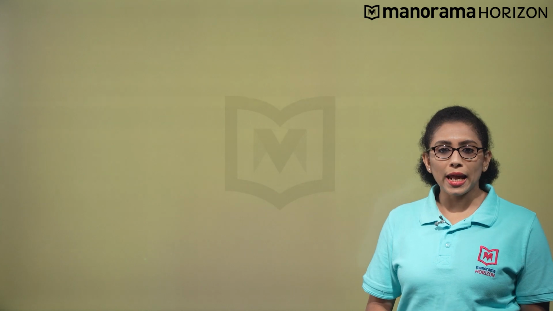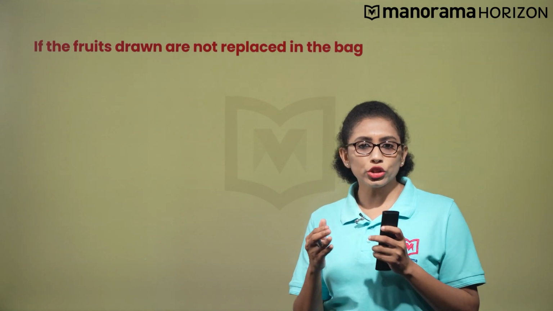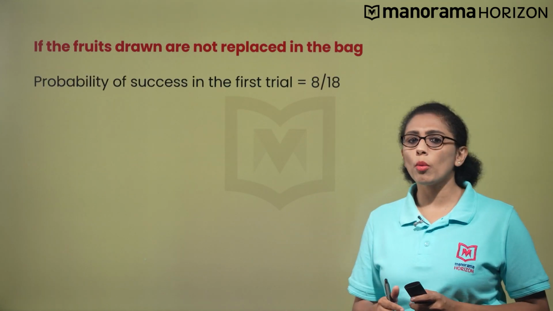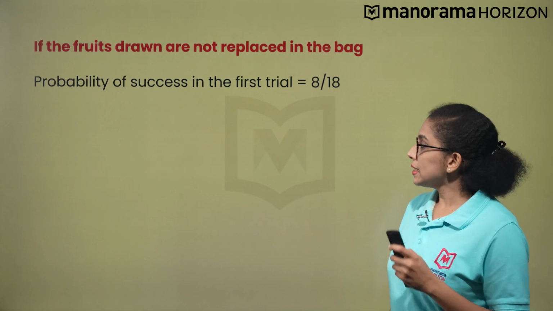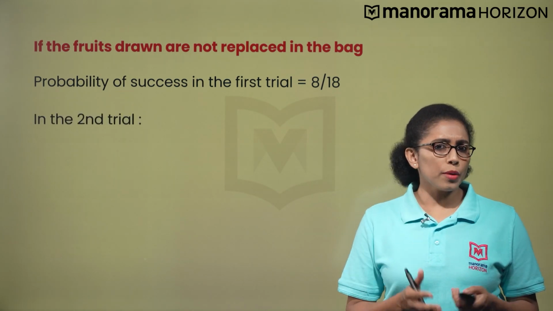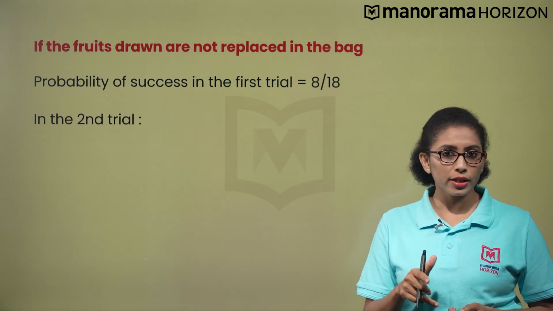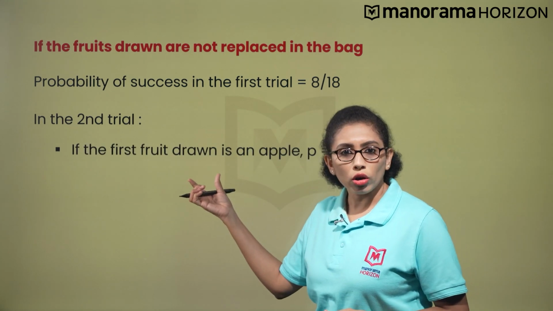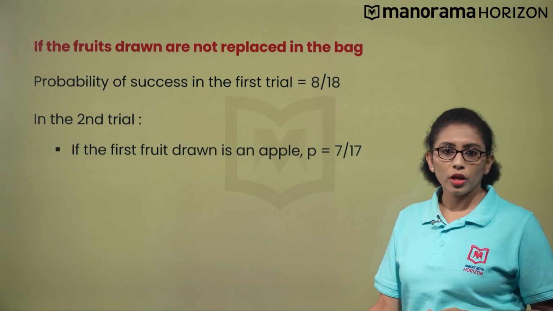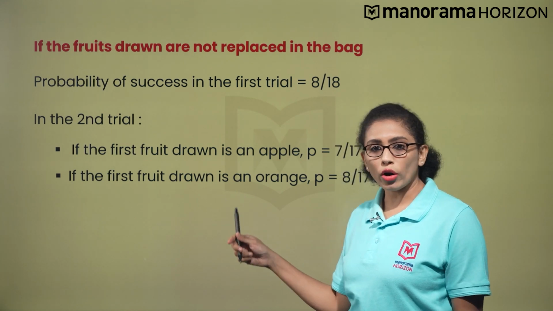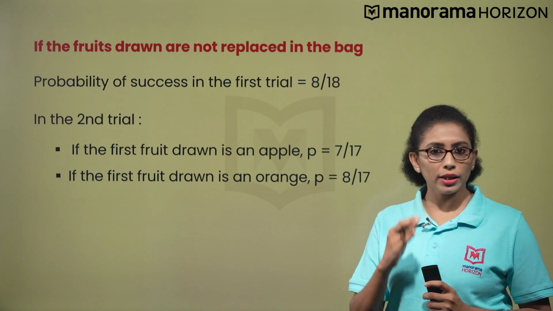Now, what will be the case if the fruits drawn are not replaced in the bag? When the drawing is done without replacement, the probability of success in the first trial is 8 by 18. Now, in the second trial, do we get the same probability? It depends on the fruit that is drawn in the first trial, right? If the first fruit drawn is an apple, we get a probability of 7 by 17. Now, if the first fruit drawn is an orange, what will be the probability? We get a probability p equal to 8 by 17.